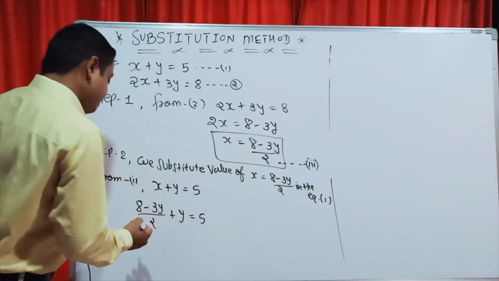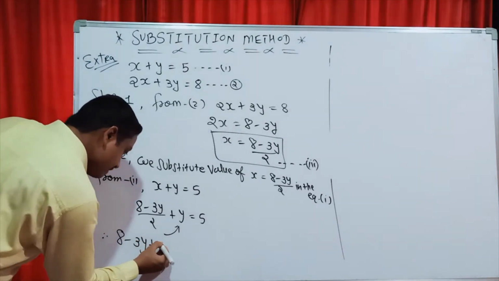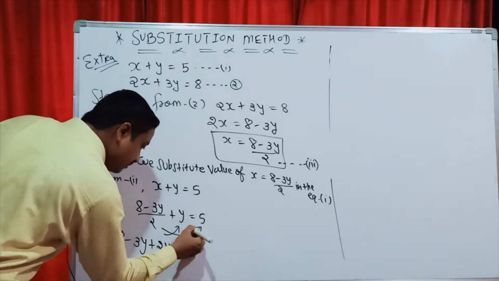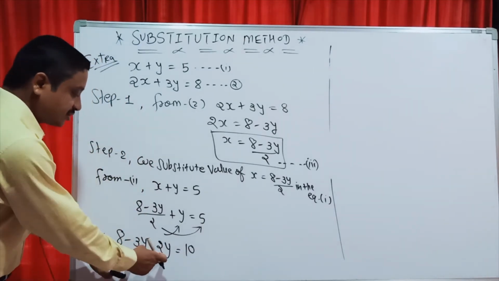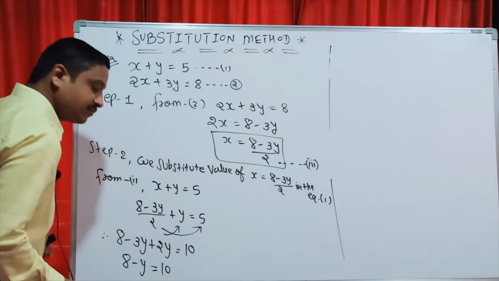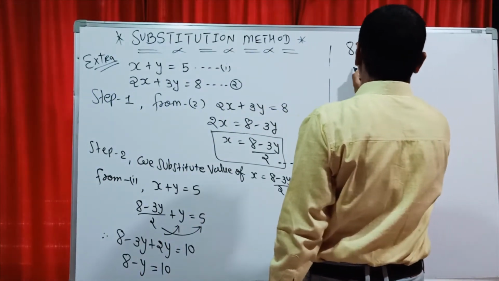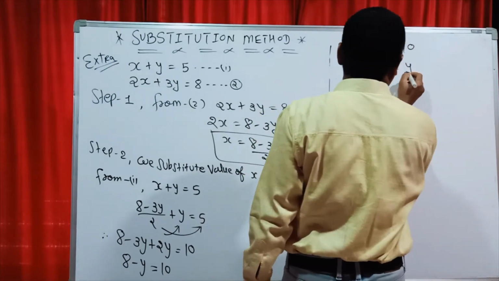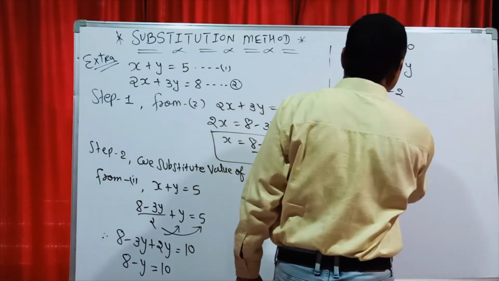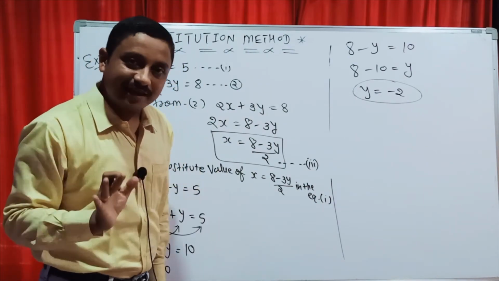It is same coming. So this 2 LCM, 8 minus 3y, 2y, and this also multiply by chain. So how much minus 3y and 2y? Yes, it is minus y. So 8 minus y is equal to 10. So 8 minus 10 is equal to y. What are you getting? Y minus 2. Check my previous calculation and this calculation are same.